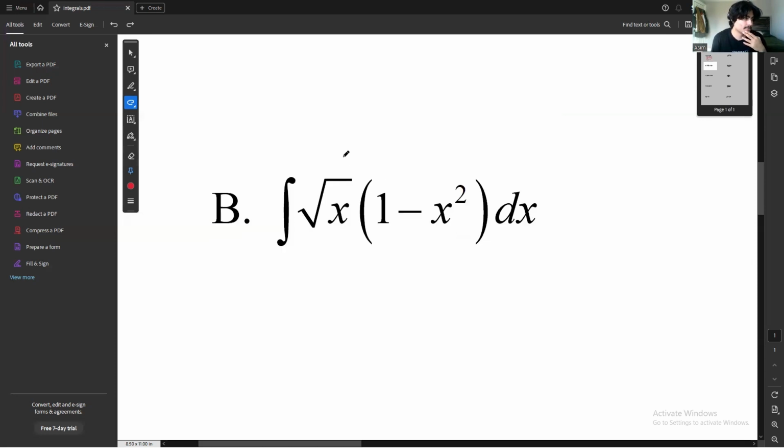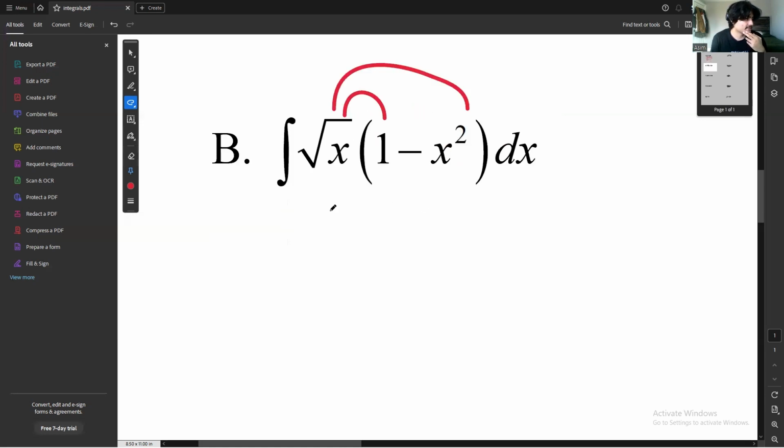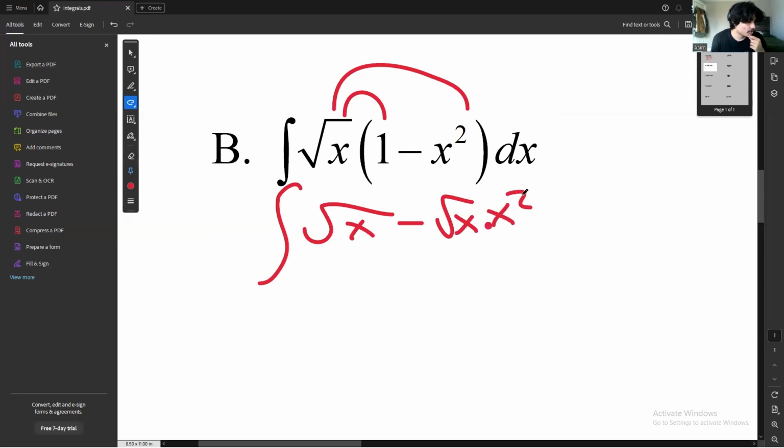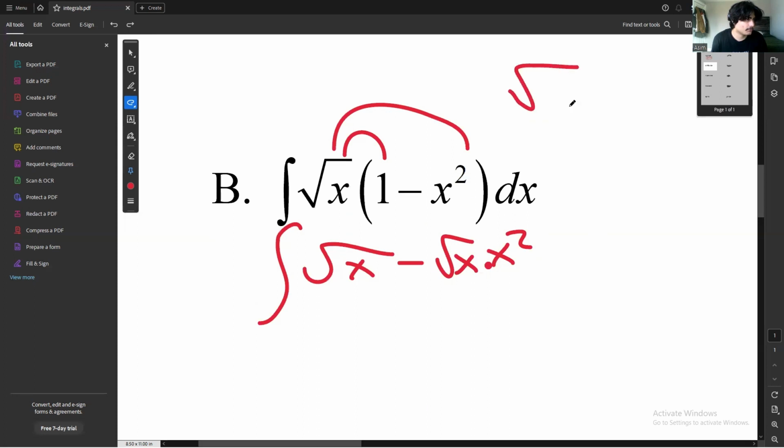So in this case, I'm just gonna distribute this radical x inside the parentheses. So I'm just gonna end up with the integral of square root of x minus square root of x times x squared. So guys, first of all, just make sure you know that square root of x is equal to x to the 1/2 power. So if I'm multiplying two exponent expressions, I can just add the exponents together.